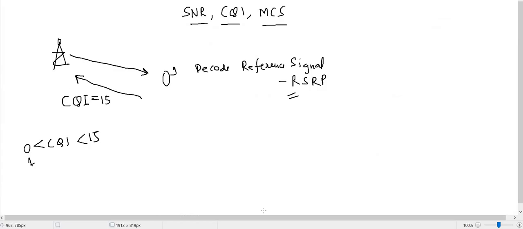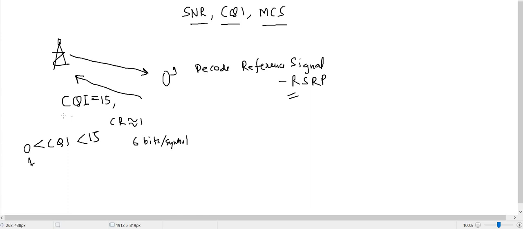So let's come here. With CQI 15 we have seen code rate is approximately 1, so bits per symbol will be your 6 bits per symbol.